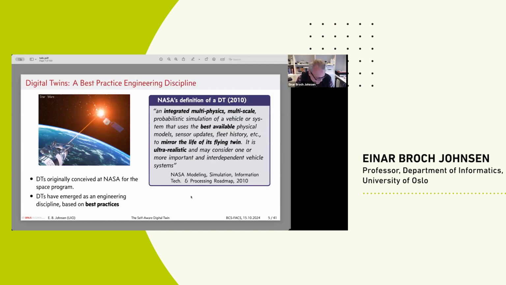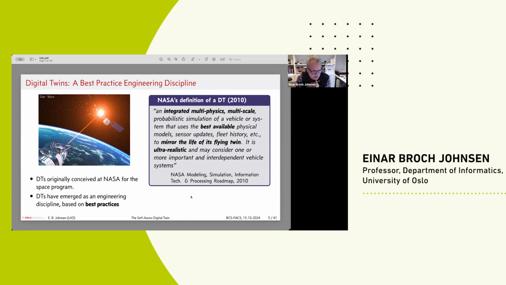This line of storytelling stems back to the space mission program from NASA. This is where the notion of digital twin was popularized, and I included here the definition from NASA from their roadmap from 2010, and I bold-faced some of the buzzwords to give an impression of what it's talking about. Integrated multiphysics, multi-scale probabilistic simulation system with the best available physical models, mirror the life of the flying twin, being ultra realistic and so on.